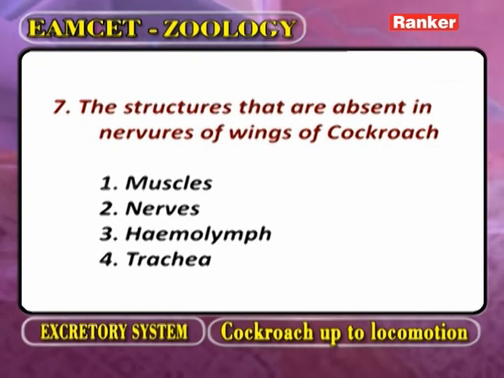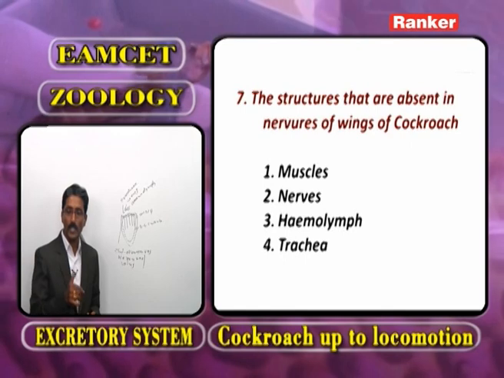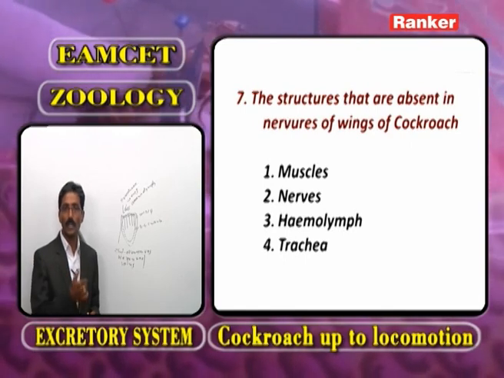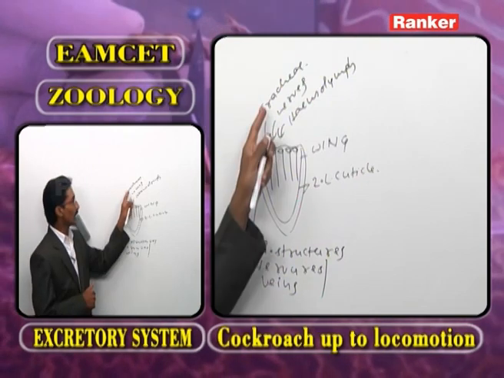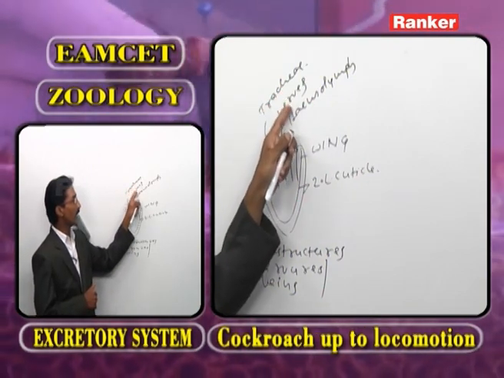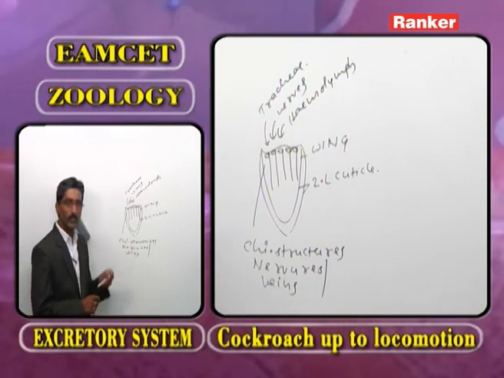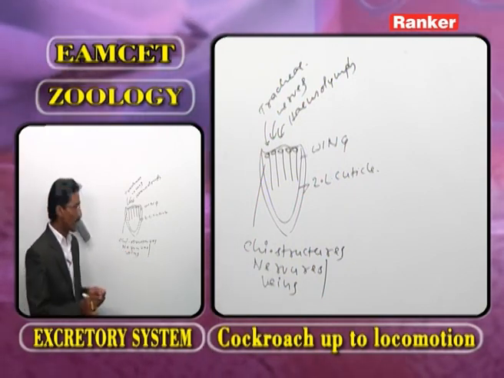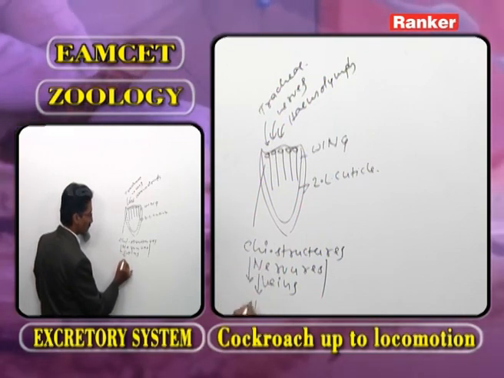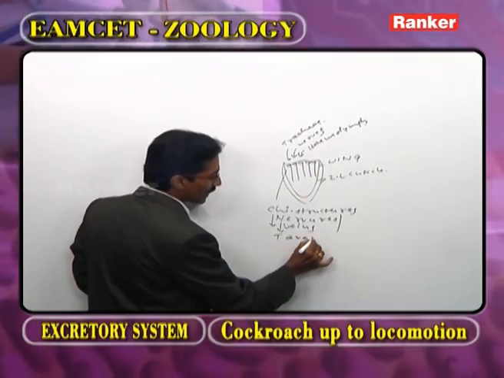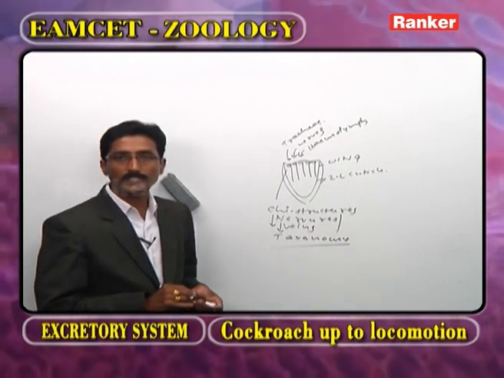What is the question? The structures that are absent in the nervures of wings of cockroach. What are absent? The muscles. What are present? The trachea, nerves and hemolymph. Now the nervures help in the classification of insects. So the nervures help in taxonomy or classification of insects.